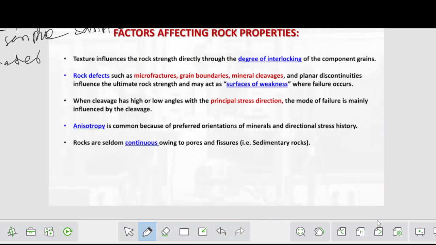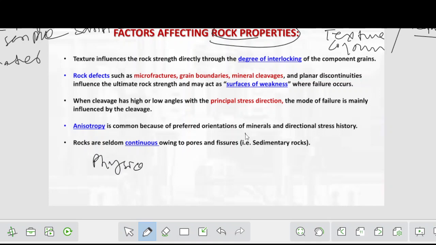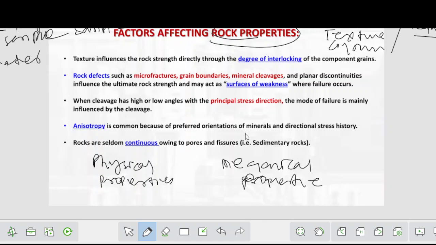Yes or no? Not only rock properties, what does that mean? Not only strength. There are a lot of rock properties like texture, color. These are the physical properties, and there are different types of mechanical properties. What is the basic difference between physical properties and mechanical properties? Tell me. What are physical properties? What are mechanical properties? Tell me.